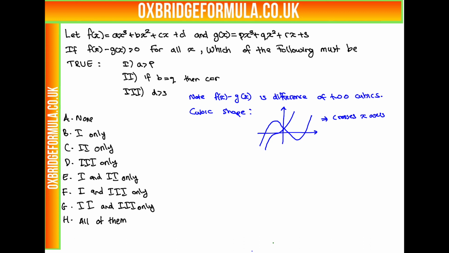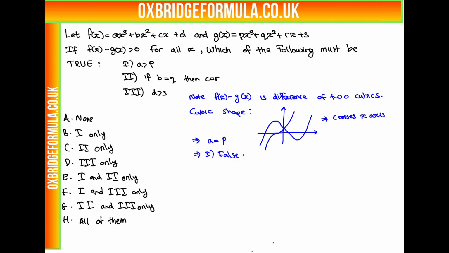So if it's not a cubic, then that means a must actually be equal to p. So we know a equals p. That way, when we take the difference, the cubic terms cancel out and we're just left with a quadratic. So that means a is not bigger than p, so statement 1 is false.